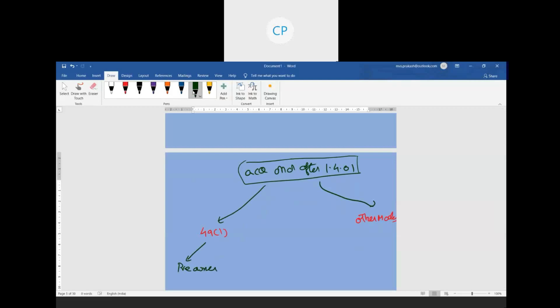Previous owner. Because 49 subsection 1 is purely speaking about something called the previous owner. So when is the previous owner acquiring: before, or after? Before 1st April 2001, on or after 1st April 2001. So the provision will get totally changed.